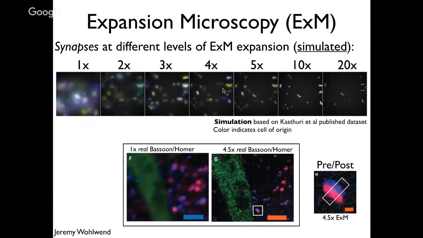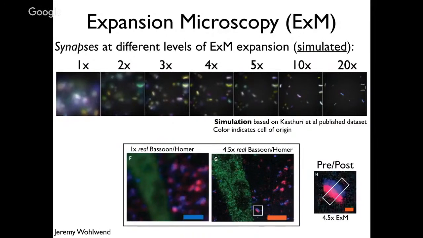And what we're showing here is actually a simulation based on electron microscopy data of what we would see, so that we can understand the parameters in an ideal scenario. We have a simulation of what we will see looking at labeled synapses, which could, for example, be barcode tagged synapses at different levels of expansion. You can see that at 1x or 2x, it's sort of blurry and hard to resolve individual objects.